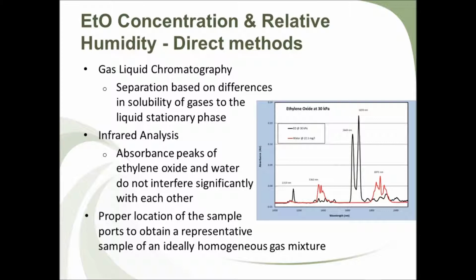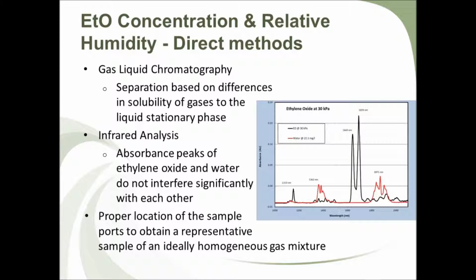Both parameters can be measured directly using gas chromatography and infrared spectroscopy. For gas-liquid chromatography, it separates the gaseous components based on differences in their solubilities in the liquid stationary phase. Because ethylene oxide and water vapor have different solubilities, they have different separating rates.